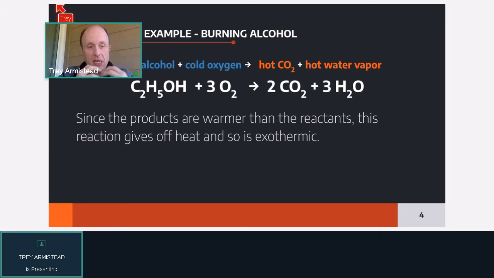So in the sense of doing this with a chemical reaction, let's talk about burning alcohol. Here we have C2H5OH, and we're going to react that with oxygen gas, which is O2. When you do that, you get CO2 and H2O. We've balanced the equation. But let's say we start off with cold alcohol and cold oxygen. Whenever we burn those, we don't end up with cold things afterwards. We end up with hot things. We end up with hot water vapor and hot CO2. It's because the products, what you end up with, are warmer than the reactants, what you started with. This is giving off heat, and so we consider this to be an exothermic reaction.